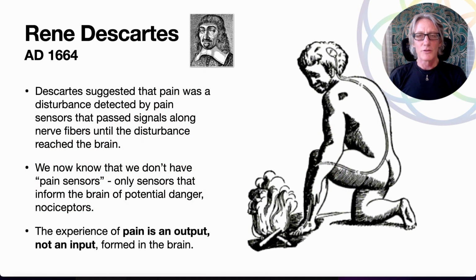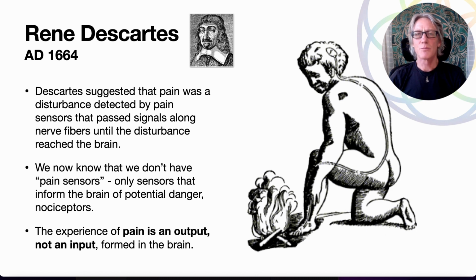Our whole understanding of pain, basically, Descartes came up with the model in the 1600s that most people still adhere to today: that we have pain sensors in places in our body, and they sense pain, and then this pain signal goes to the brain and lets us know that there's pain. But that is actually not how it works at all. We don't have pain sensors. We have nociceptors. Nociceptors sense danger.